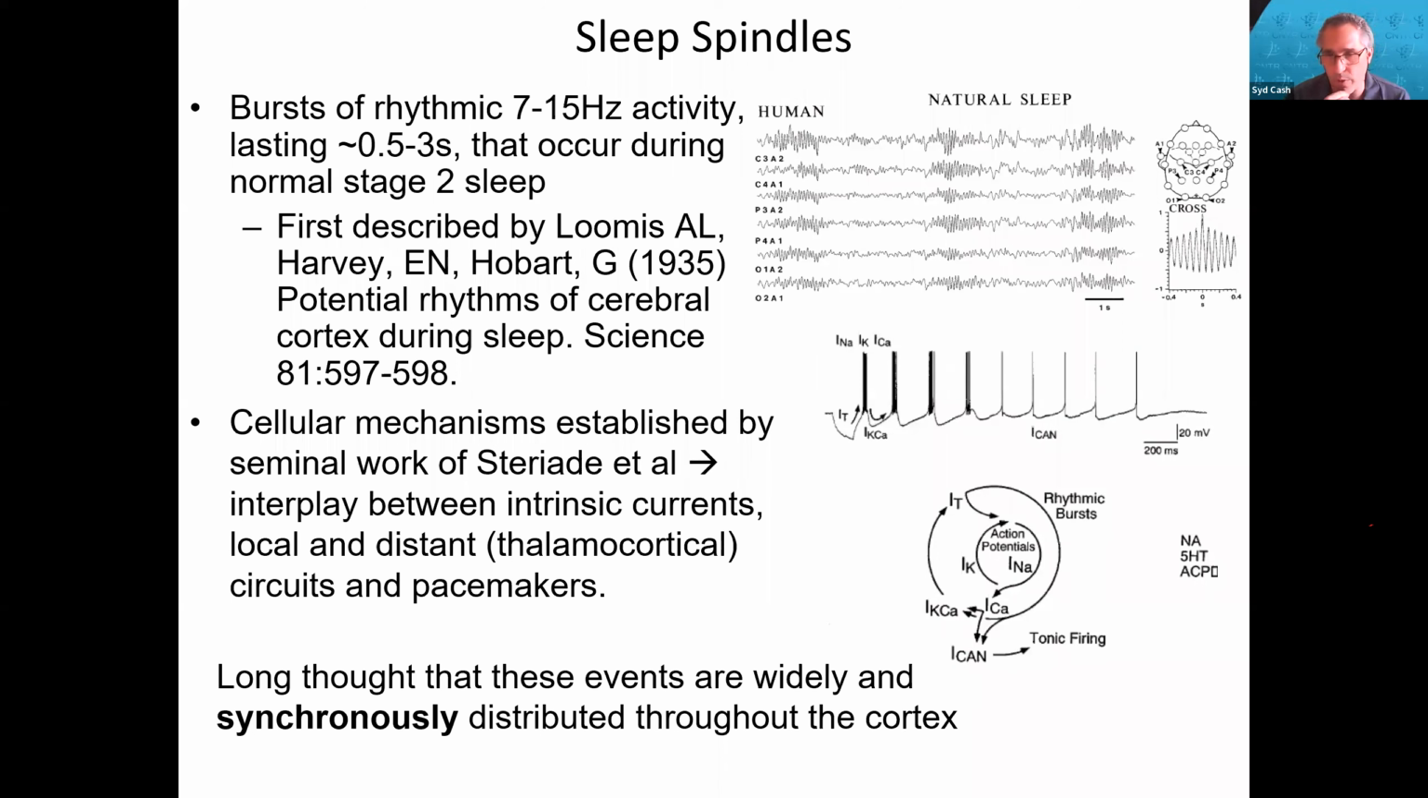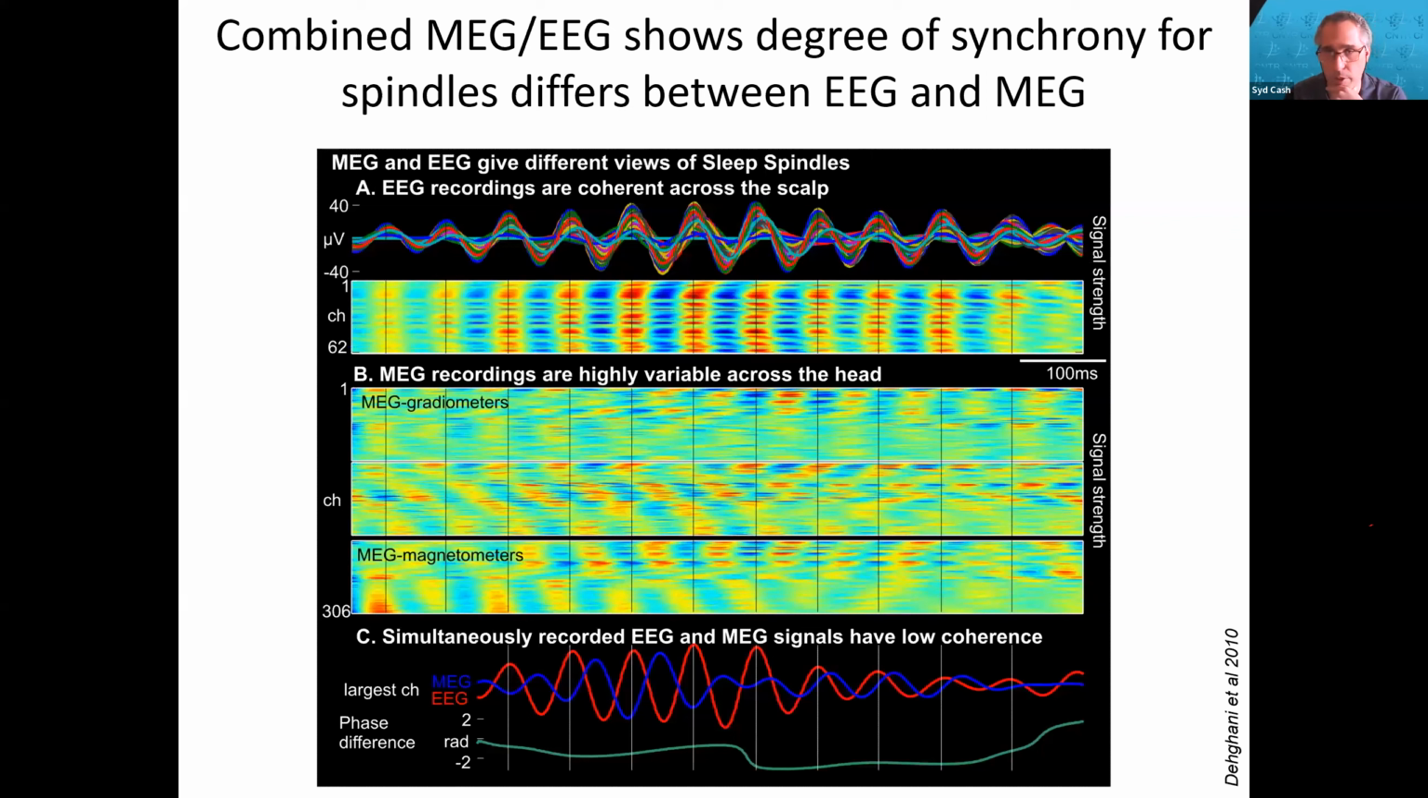However, initially it was thought, just like for the slow oscillations in sleep, that these events are widely and synchronously distributed throughout the cortex. And like the slow oscillation, that turns out to probably be less true, for various reasons. This was work we did looking at this question using a combination of magnetoencephalography and EEG. And on EEG, as was described back in the 1930s, the spindle is seen as a relatively coherent oscillation covering a wide area of scalp.